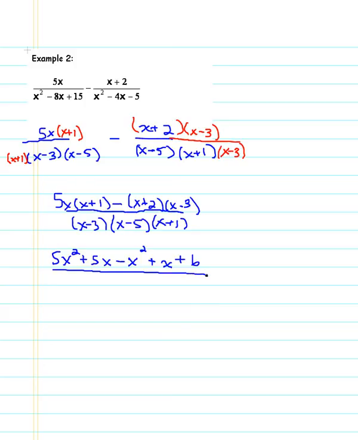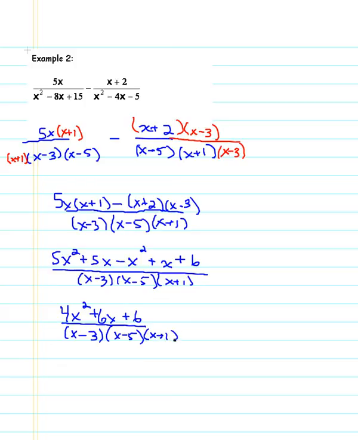All of that is going to get divided by our common denominator of x minus 3, x minus 5, x plus 1. Now the only thing I have left to do is just to combine some like terms here. 5x squared minus 1x squared would be 4x squared. 5x and 1x is 6x. And then we have that 6 at the end. That is, again, over that denominator. And this actually is going to be our final answer.